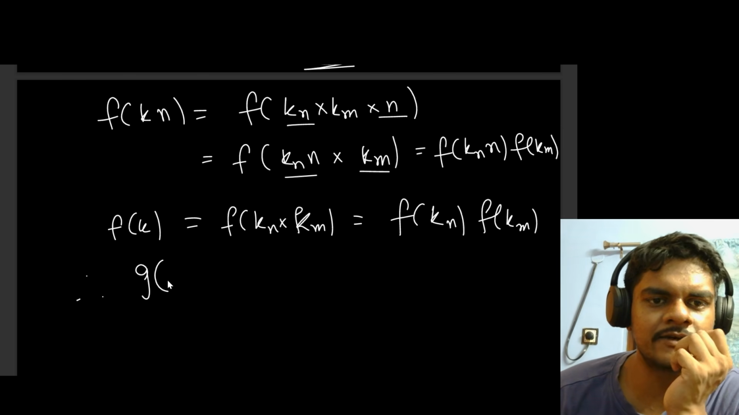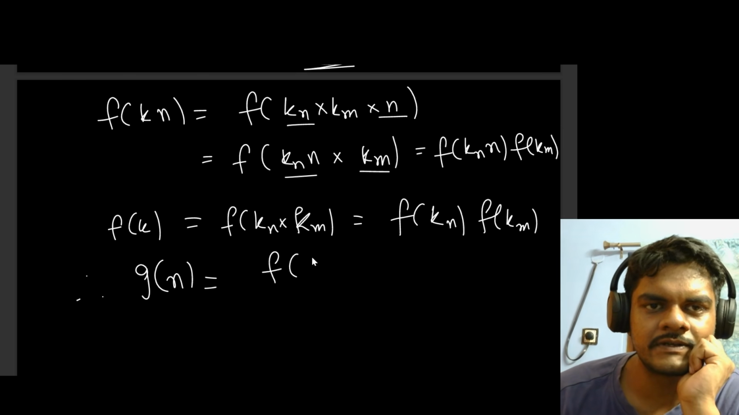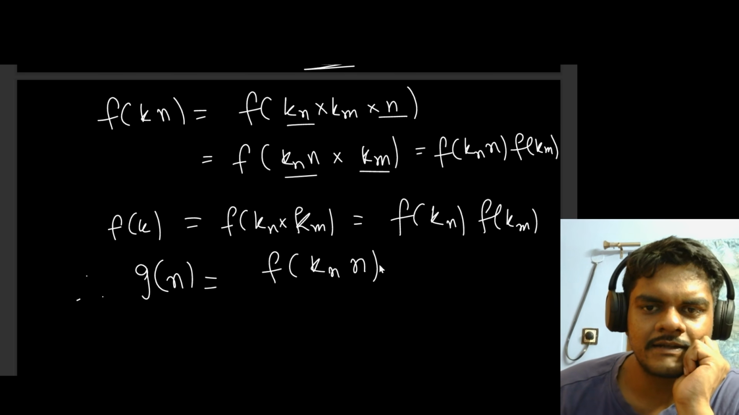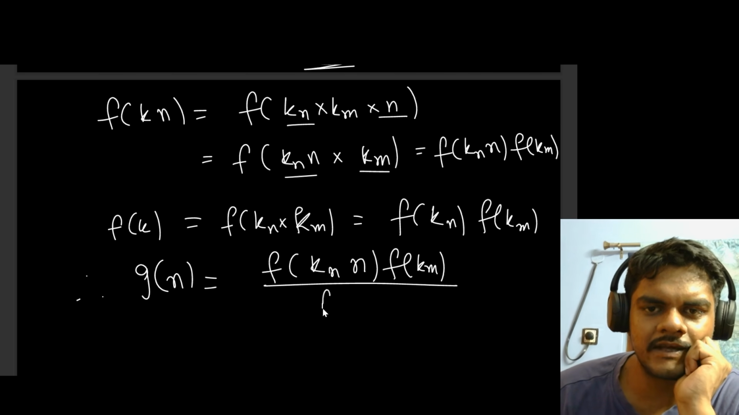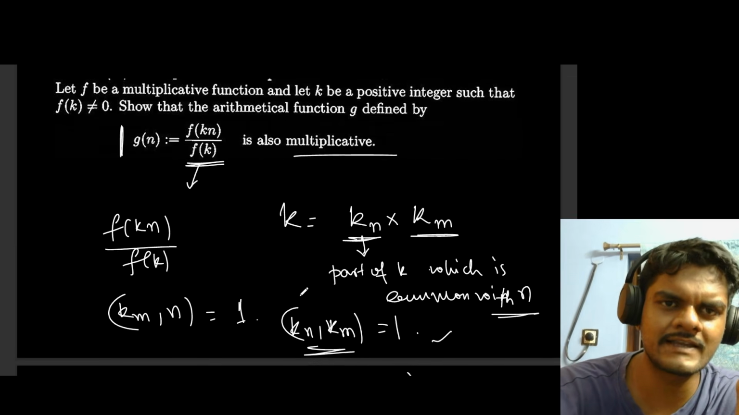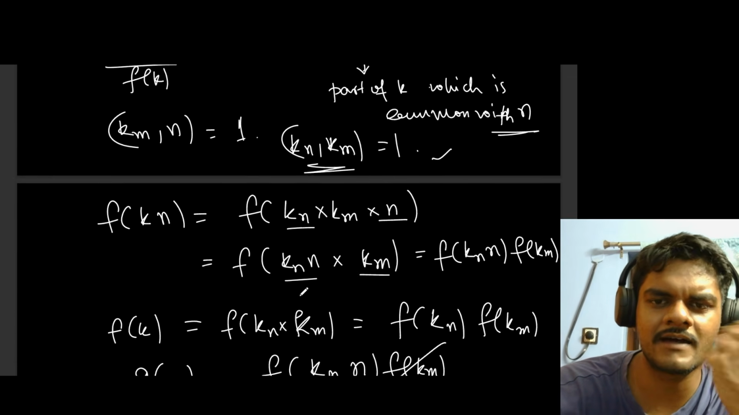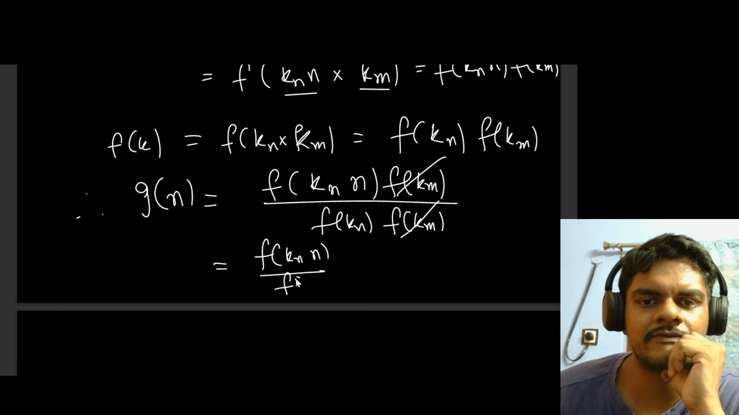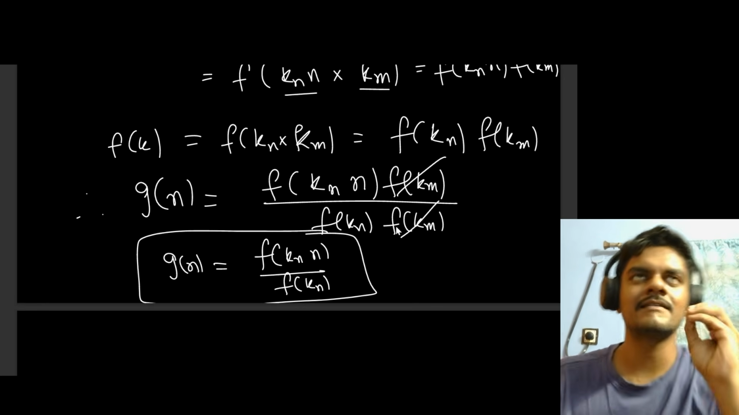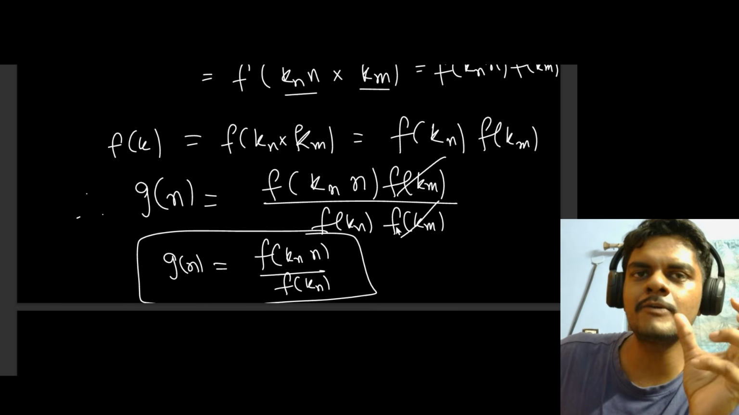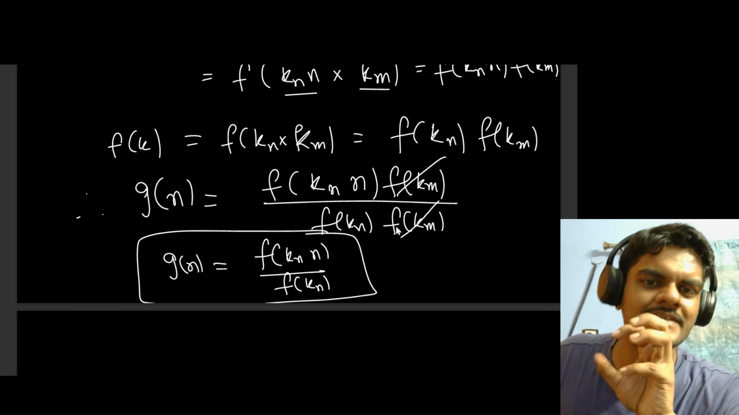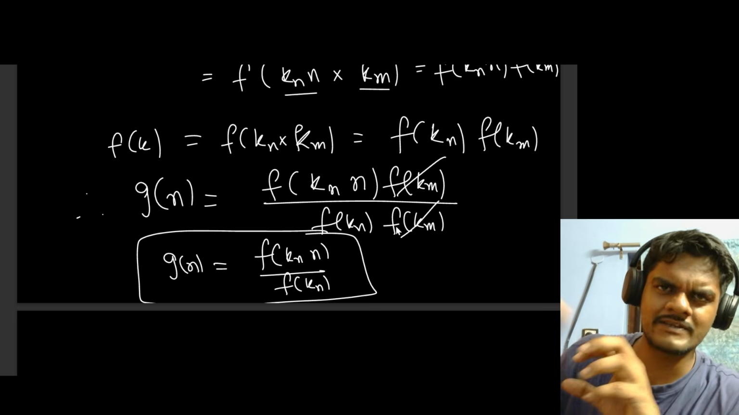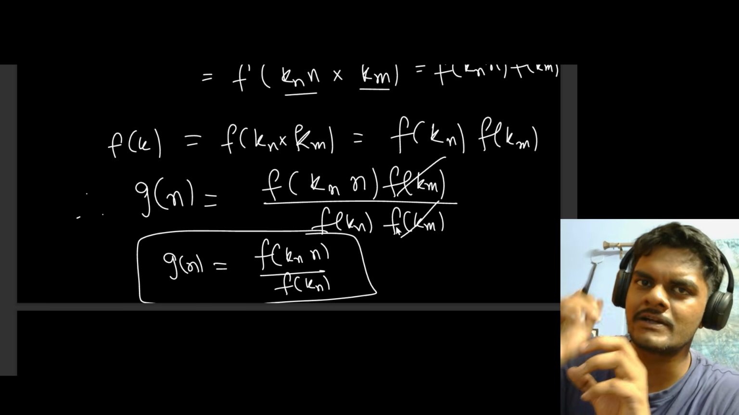So now what is g of n? This becomes f of kn n into f of km, by f of kn into f of km. Now you see that we can cancel this out, so it is f of kn n by f of kn. For each n, we will have a part of k which is common with n, and a part of k which is not at all common with n, and the not-common part gets cancelled out in the numerator and denominator.